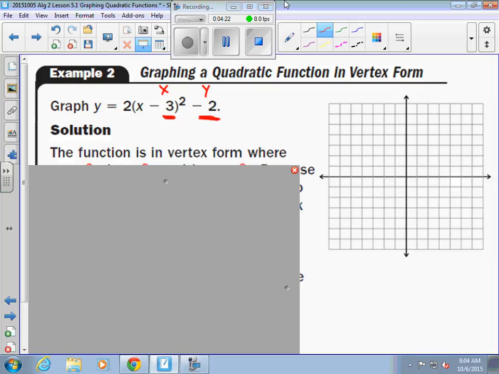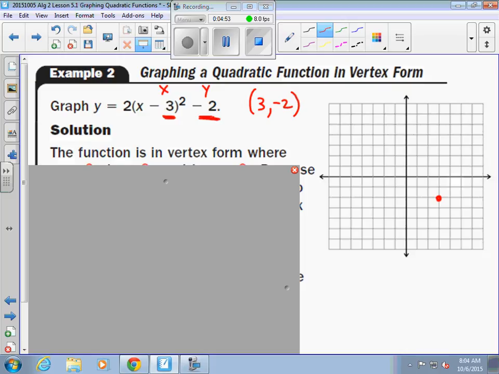And this is the exact value of the y of your vertex. So your vertex here would be the opposite of -3. What's the opposite of -3? 3. And it's exactly what we have for y. What does it say for y? -2. So the vertex of that equation, just by looking at it, is (3, -2). So at 1, 2, 3, -2 is going to be the vertex of your equation.